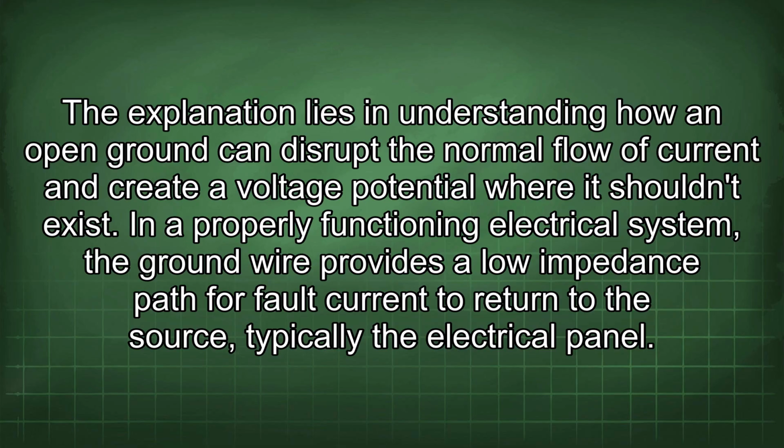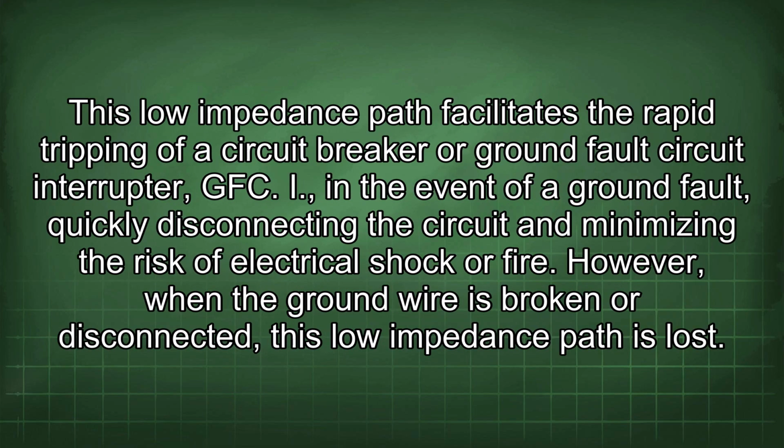The explanation lies in understanding how an open ground can disrupt the normal flow of current and create a voltage potential where it shouldn't exist. In a properly functioning electrical system, the ground wire provides a low impedance path for fault current to return to the source, typically the electrical panel. This low impedance path facilitates the rapid tripping of a circuit breaker or ground fault circuit interrupter (GFCI) in the event of a ground fault, quickly disconnecting the circuit and minimizing the risk of electrical shock or fire.